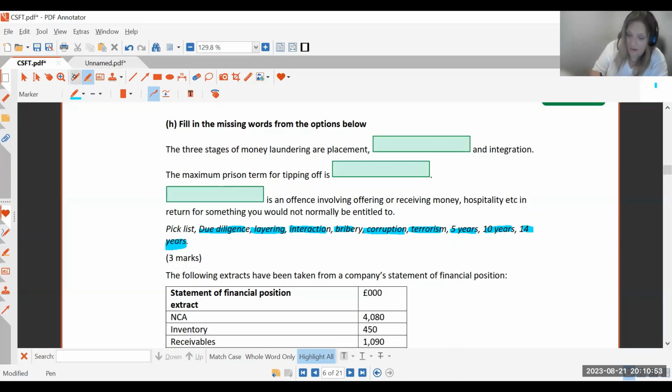Absolutely, it is layering. Well done. The maximum prison term for tipping off is, what do we think? It's going to be one of these. For tipping off, is it 5 years, 10 years, or 14 years? Unfortunately, you will just need to know these for your exam. So how many years do we think the maximum prison term is for tipping off?